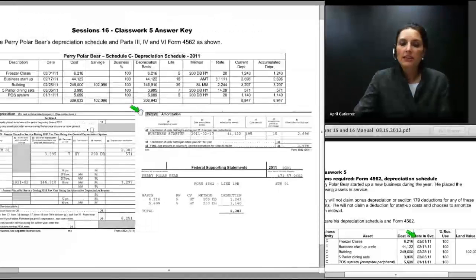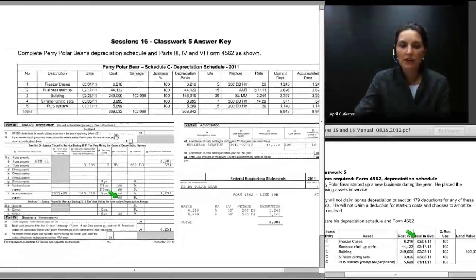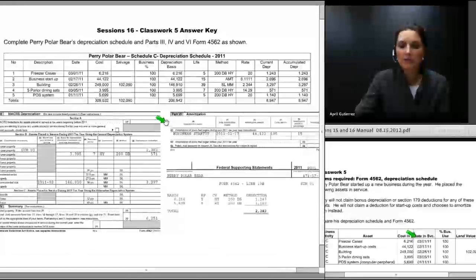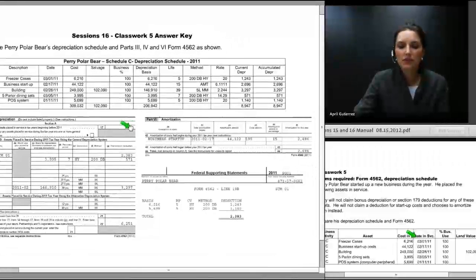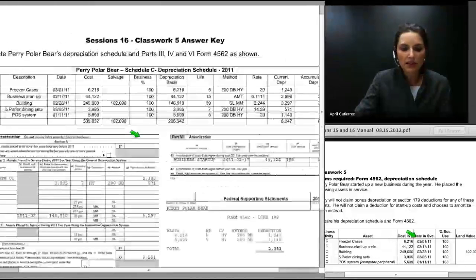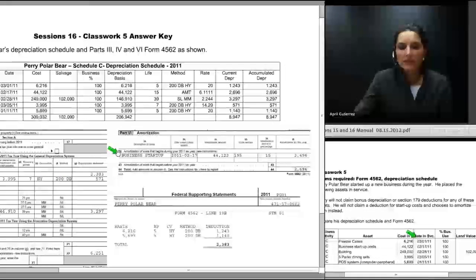So again, amortization is reported in Part 6 of Form 4562, and I don't have the full form in front of you on this answer key. I've just got a cutout from the very bottom of page 2 of Form 4562. When you look at the bottom of page 2 of Form 4562, you enter the description of the asset, and I'll just zoom in so you can see that a little more clearly, which is business startup, the date amortization begins, the amortizable amount, the section code, which is section 195, the amortization period or percentage, in this case 15 years, and the amortization deduction is $2,696.